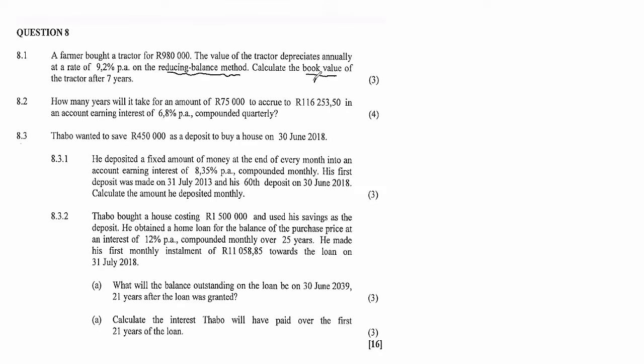Now, if we are looking for the book value, we are looking for A, right? Then we know the formula for reducing balance method is A equals P(1 minus i) to the exponent of n, right? So the P will be the price or the cost of the tractor before depreciation, and then 1 minus the interest 9.2%, which we will have to first divide by 100, which will give us 0.092. And then the number of years, remember, it depreciates annually. So the n will just be the number of years, which is 7, right?